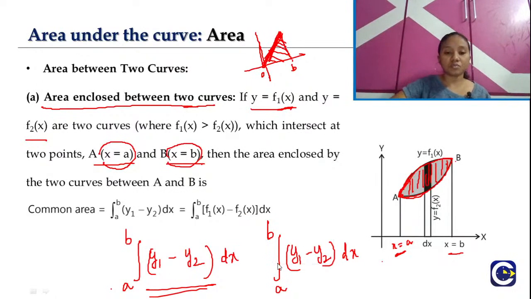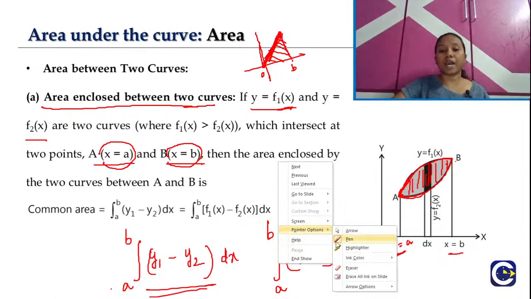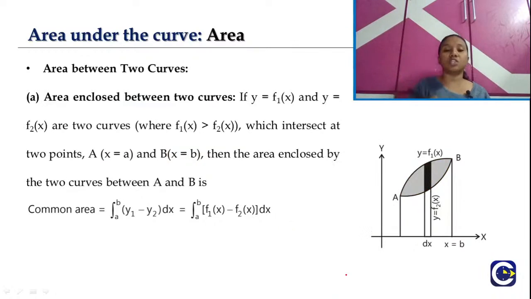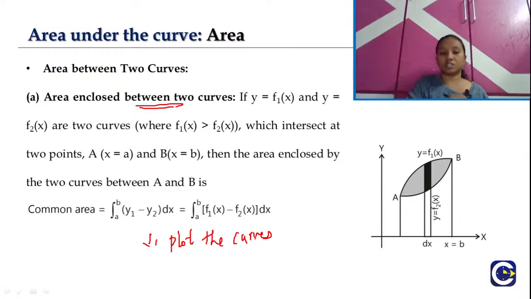So if we have to find the area enclosed between any two curves in this context, the first thing we have to do is plot the curves. Plot the two curves. That will be the first thing. And then we have to find the intersection points.